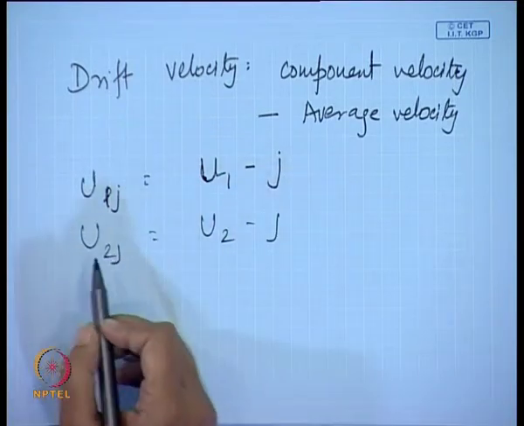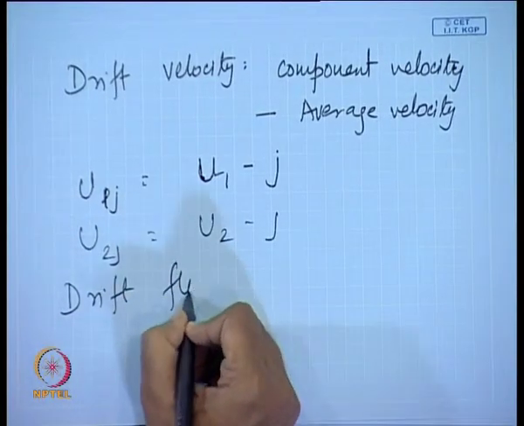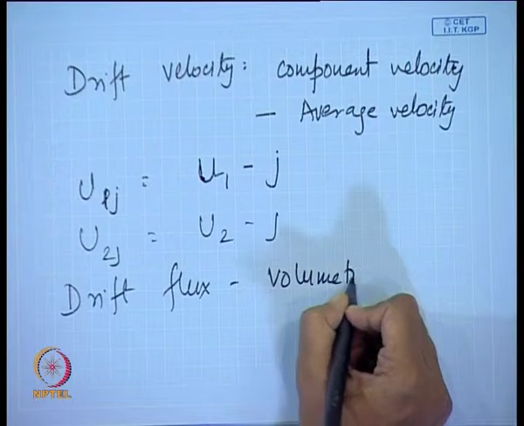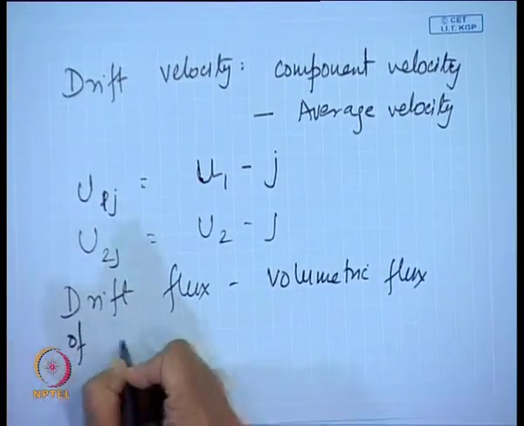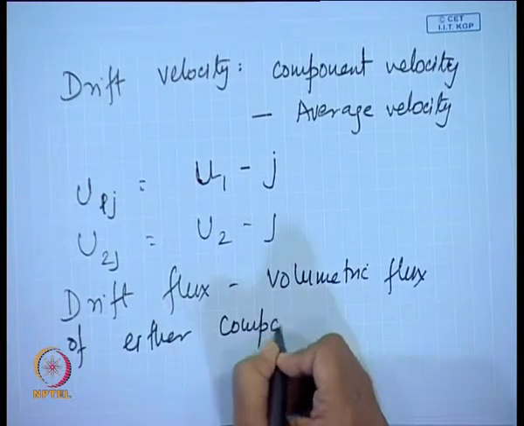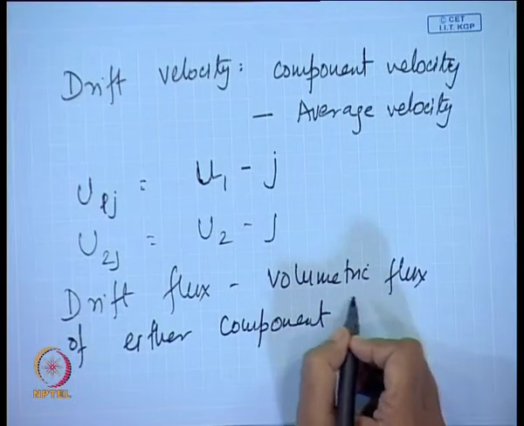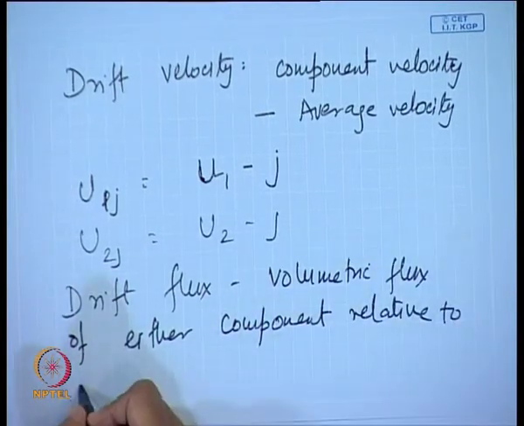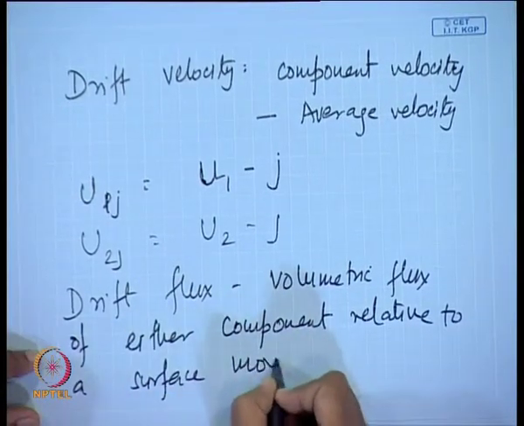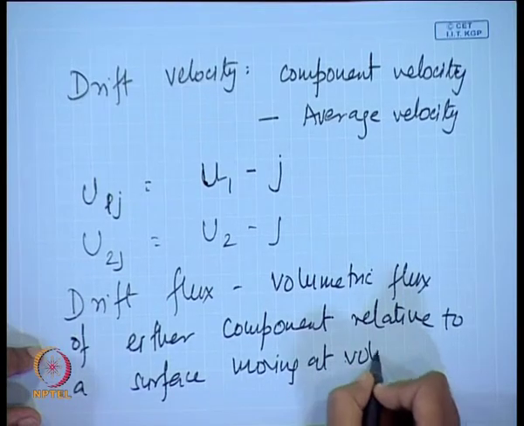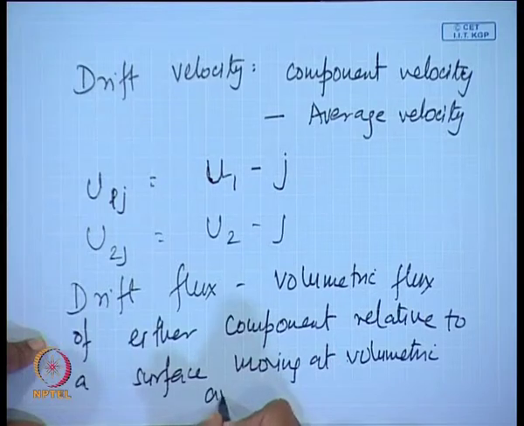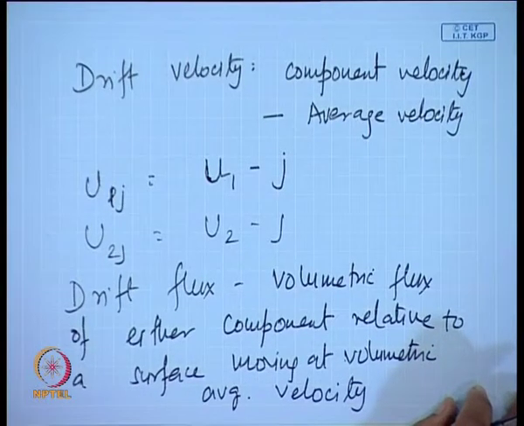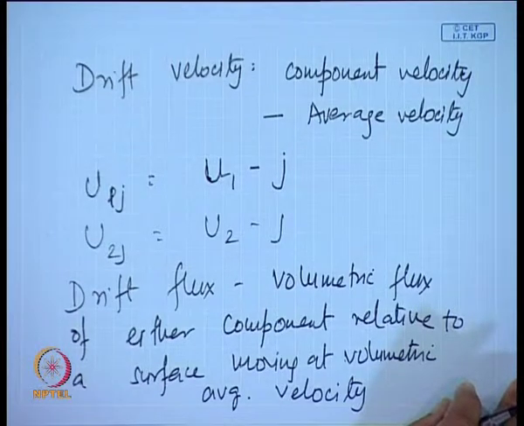Okay. Now, next comes the drift flux. The definition of drift flux is the volumetric flux of either component relative to a surface moving at the volumetric average velocity. These definitions you will get in Wallis or Collier, any particular book. This is the actual definition: volumetric flux of either component relative to a surface moving at the volumetric average velocity.